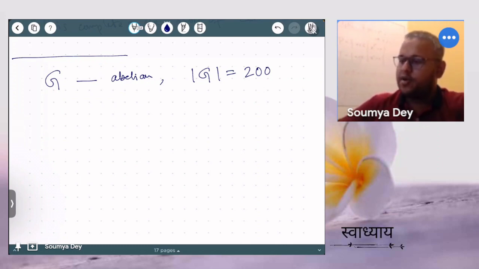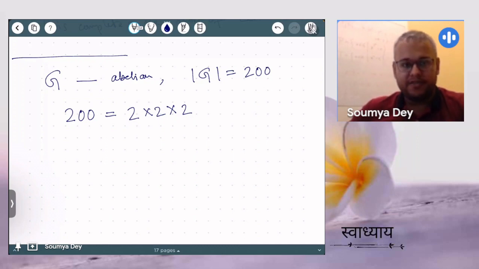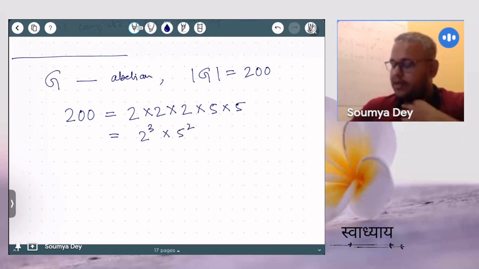Okay. So what we are going to do is see the prime factorization of this 200. What is that? So 2 divides 200, right? What is the maximum power of 2 that divides 200? It's 8, right? So 2 into 2 into 2, that's 8, and then times 25, that is 5 into 5. So what you can write is 2 cube times 5 square. So the maximum power of 2 is 3.